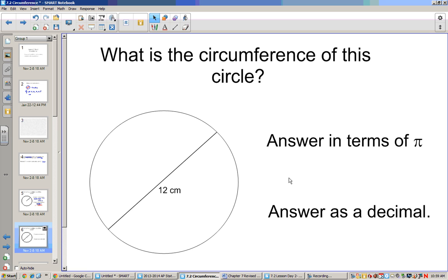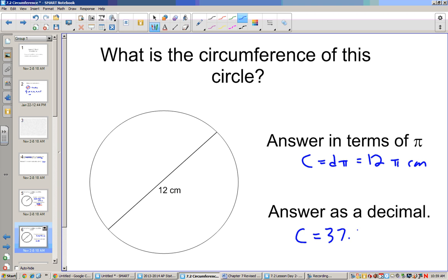All right, this one says find the circumference. If we want to do this in terms of pi, remember circumference is equal to my diameter times pi. Our diameter, the whole distance across, is 12. So 12 pi centimeters is my answer. Now, if I did this on my calculator, I would multiply 12 times pi. So my circumference would be 37.68 or 69, depending on what rounding of 3.14 you're using.